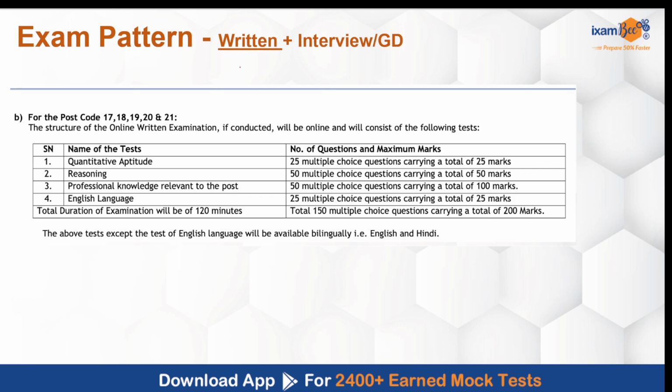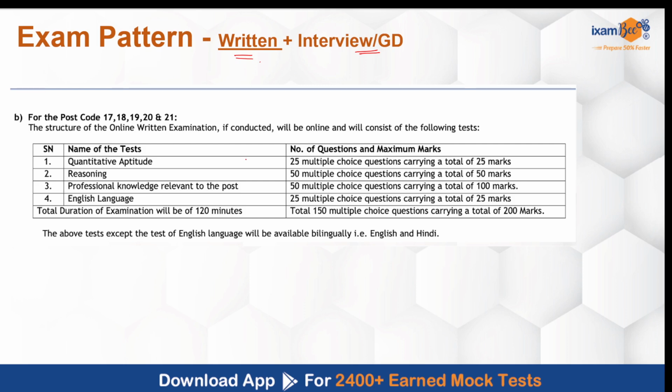The selection process will consist of your written exam, followed by an interview or GD. I will discuss the interview and GD also, because in the notification some are getting confused that both will happen. Okay, so I will clarify this part also.